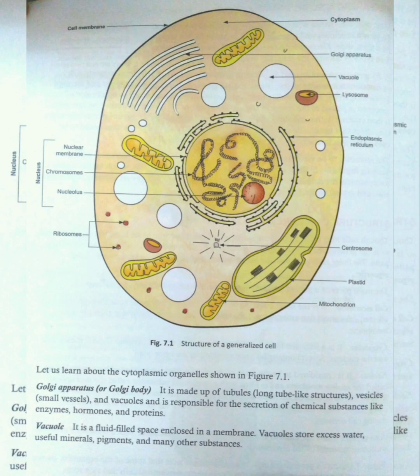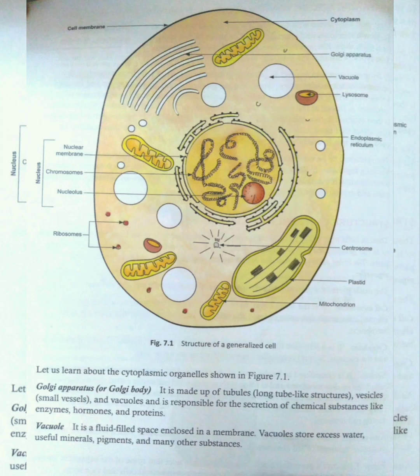Now that we have seen that all the living organisms are made up of cells and the basic structure of a cell consists of three things: the cell membrane, cytoplasm, and the nucleus, we are now going to study about the other cell organelles. The first one is the Golgi apparatus or the Golgi bodies. These are made up of tubules, it means long tube-like structures. Vesicles, it means small vessels, are there, and vacuoles, and the function is to secrete, it means to produce certain chemical substances like enzymes, hormones, and proteins.